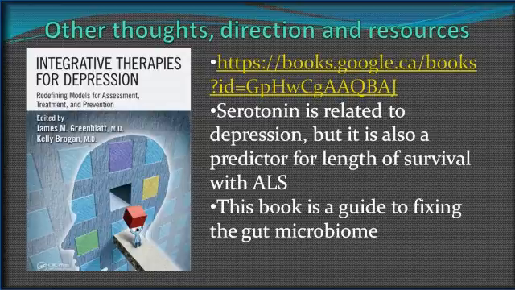Serotonin is one of those downstream molecules that depends on the Shikimate pathway, and it is a predictor for how long people survive with ALS. So I was doing a lot of research about how to fix serotonin, and this book has chapters on all of the things I was finding that are related to how you help your body make serotonin.